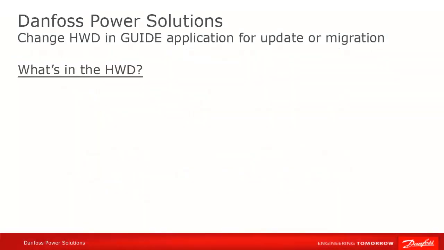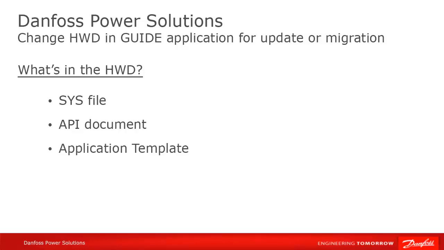First, let's just review briefly what's in the HWD. The most important thing in the HWD is the sys file or SYS file. This is the operating system for your controller. When you compile an application and guide, the resulting LHX file will contain both your application as well as the operating system contained in the sys file. You'll also see the API corresponding to that sys file, which tells you which signals can be written to and read from the operating system.